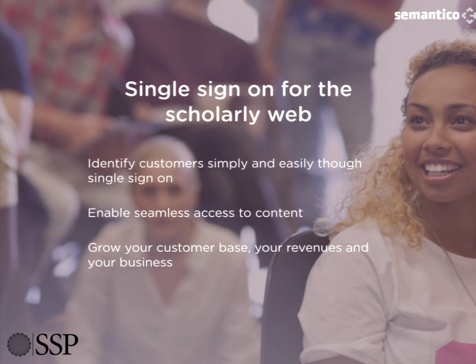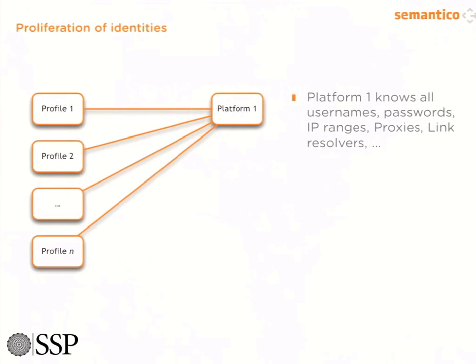So getting mobile access right is absolutely critical to growing usage. And growing usage means growing customer base, it means growing revenues, it means supporting renewal cycles and being virtuous for the publishing business generally. So there's a big thing here, which is single sign-on. And I just wanted to talk about what that looks like.